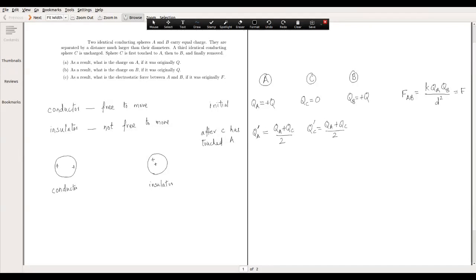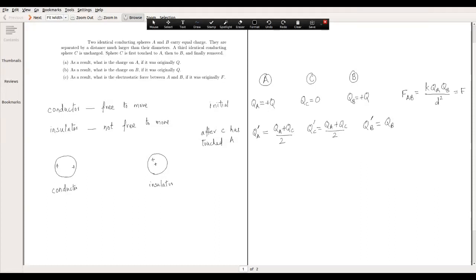The charge on B stays the same. It is not being touched by C. It doesn't participate in this game at all. So it stays Q of B prime. It just stays the same, so it's Q of B.